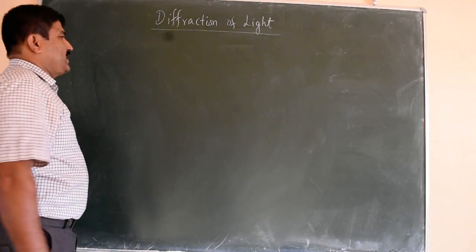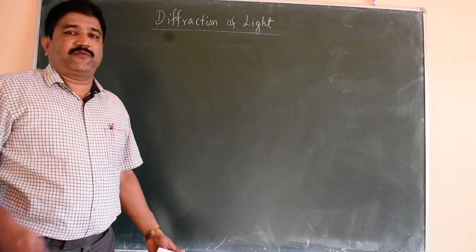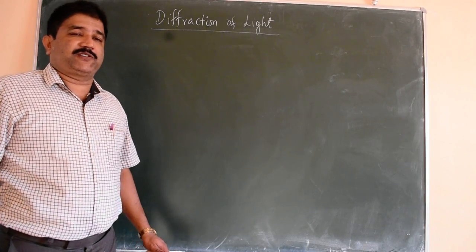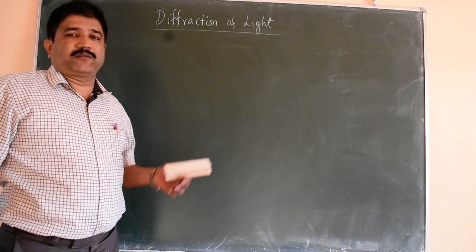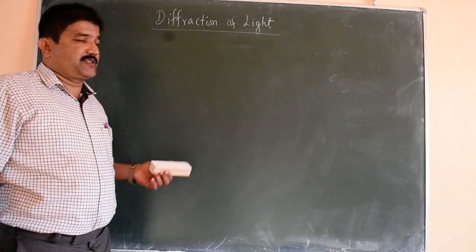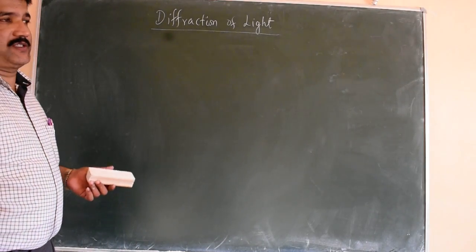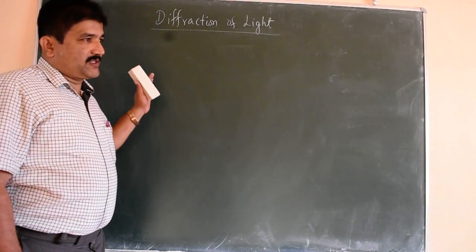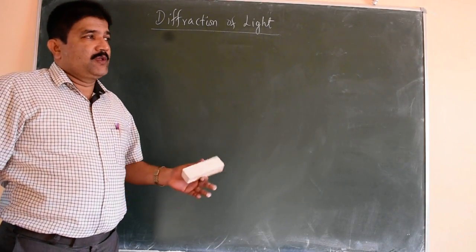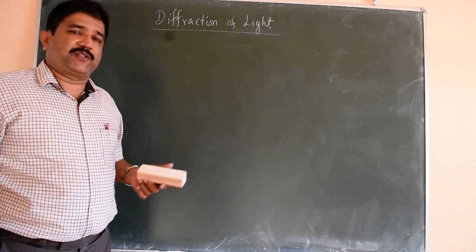So, for diffraction of light, there are mainly two types of diffraction: Fraunhofer diffraction and Fresnel diffraction. But in our discussion as given in the NCERT book, we restrict ourselves to Fraunhofer diffraction. That is, the source is at a far distance and the screen is also at a far distance.